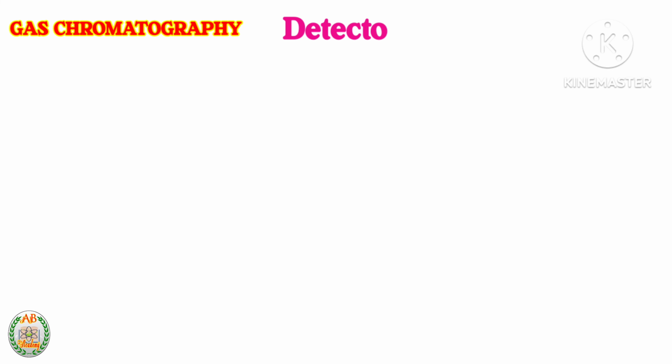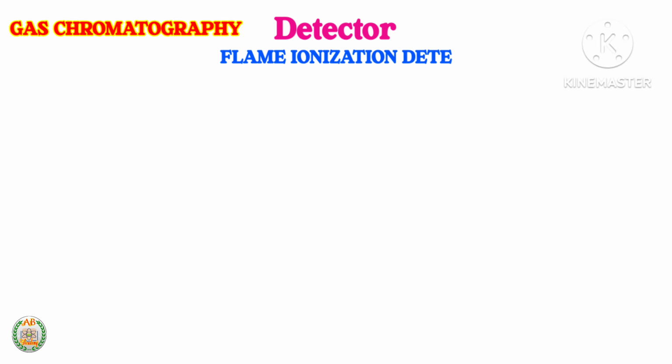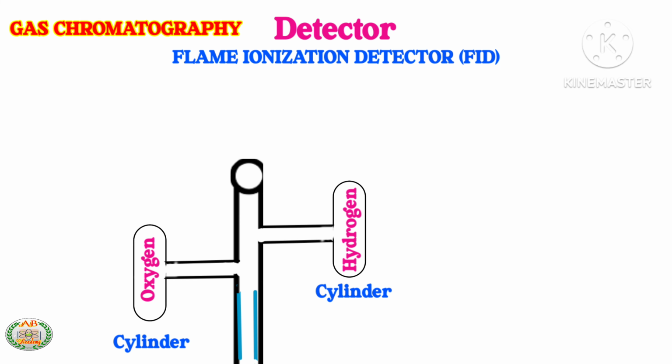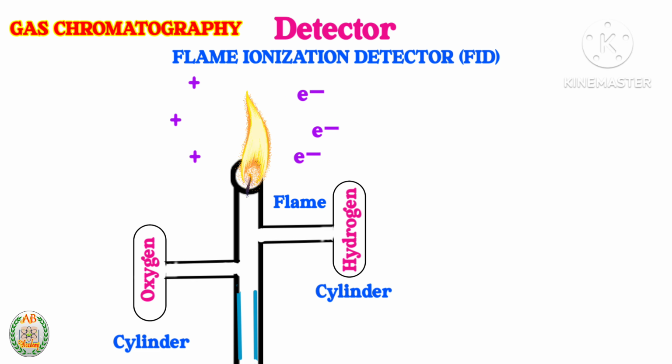One of the most common detectors used with gas chromatography is the flame ionization detector or FID. The flame ionization detector has three inlets, one for the carrier gas which comes from the column and the other two for hydrogen and oxygen. The igniter ignites hydrogen and oxygen to produce a flame. When the sample molecules reach the flame, they get ionized and electrons are released.